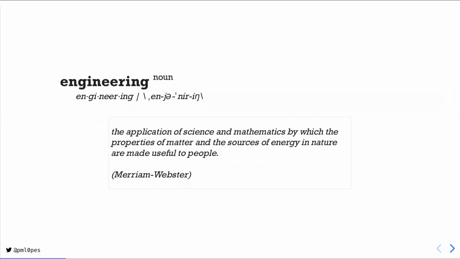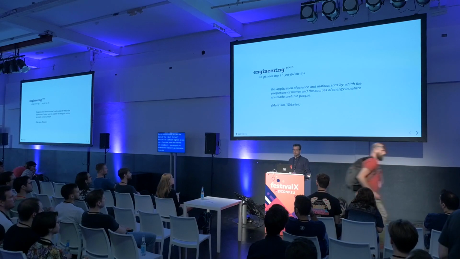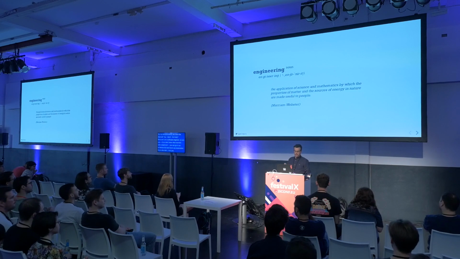Because I am a software engineer. If you don't know who coined the term, you can go to our exhibition hall and there's an explanation there of who did it. And if you look in a dictionary, it says engineering is the application of science and mathematics by which the properties of matter and the sources of energy in nature are made useful to people. So as software engineers, we should apply science and mathematics to solve our problems.